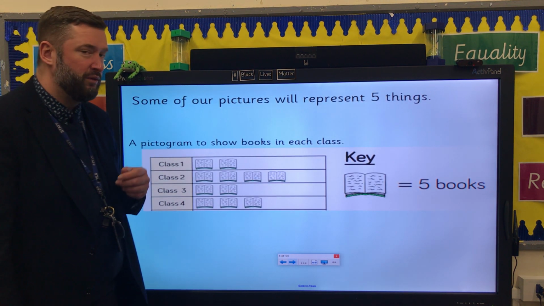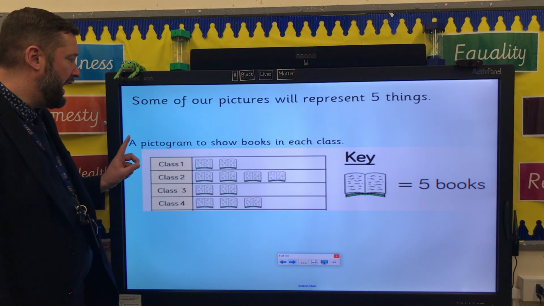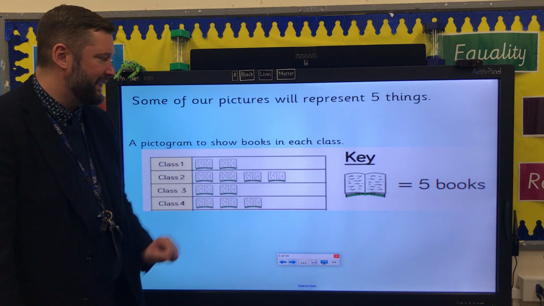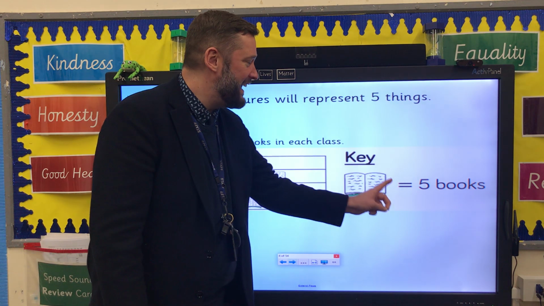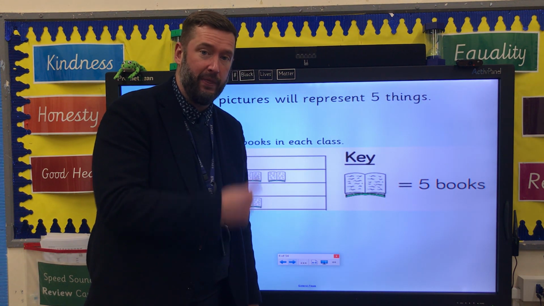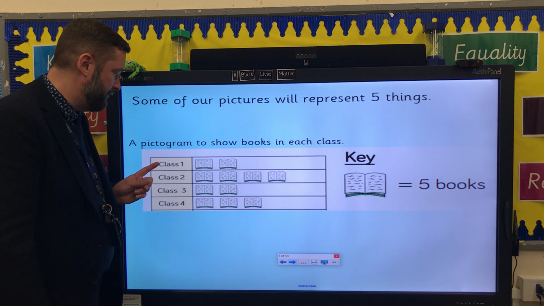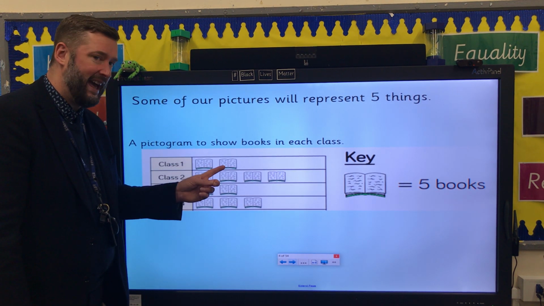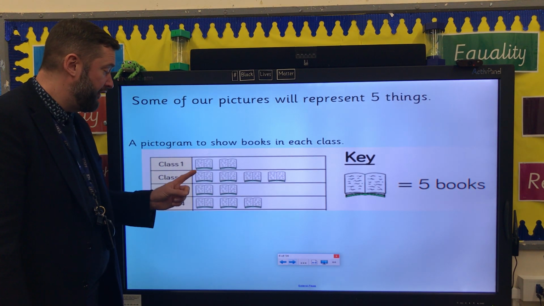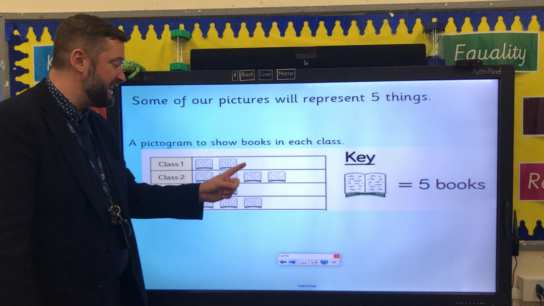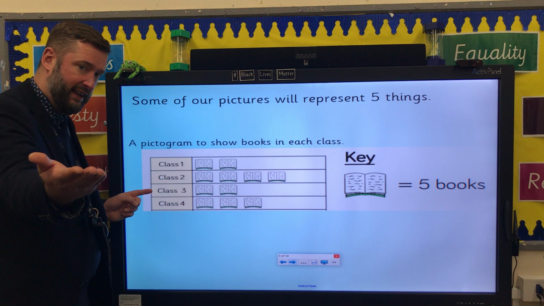Some of our pictures will represent 5 things. So this pictogram shows books in each class, and my key says one picture equals 5 books. So we need to count these pictures in 5s. Let's count how many books were in class 1. 5, 10. 10 books in class 1. Class 2, 5, 10, 15, 20. 20 books in class 2. Class 3, count for me.